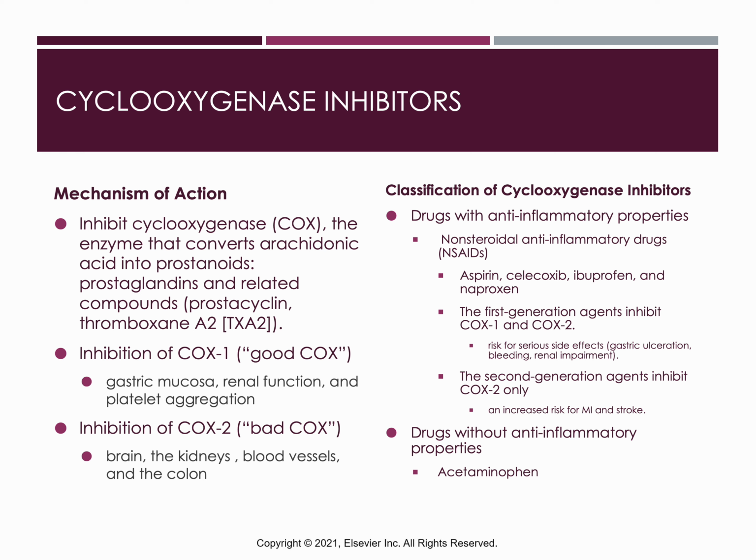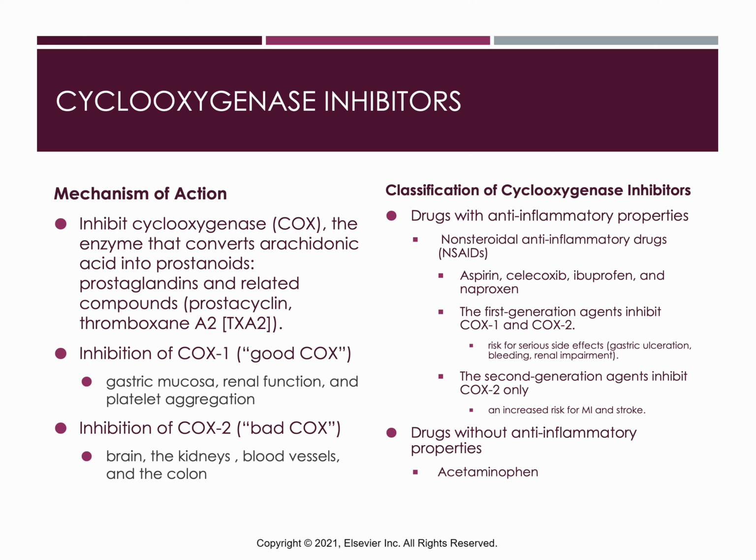Now we have to further subdivide the NSAIDs. Okay, so now we have a different classification. We either have first-gen NSAIDs, these are conventional NSAIDs, and then we have the second-gen NSAIDs. These are very selective to COX-2 inhibition. Okay, so these are the COXIBs. Now, the first generation will inhibit COX-1 and COX-2 because they're non-selective. The second generation agents inhibit only COX-2.